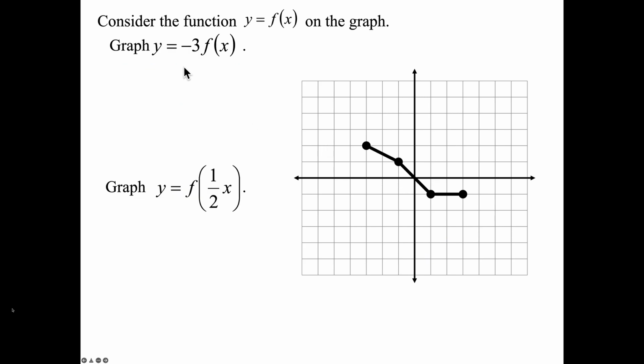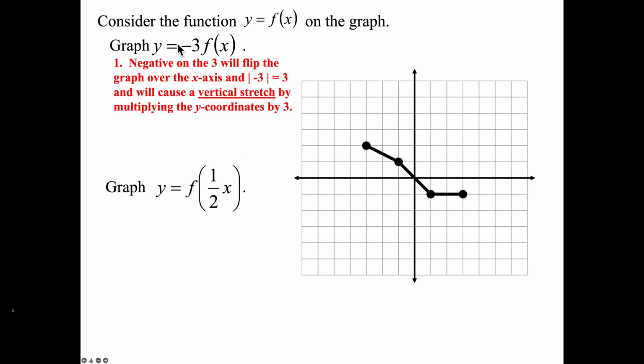Next, same graph, negative 3 being multiplied to my function. So here, we could say we're going to have to change our y's from positive to negative. That's a flip over the x-axis. And then we're going to take the 3 and say, okay, that's greater than 1, so that's a vertical stretch. We could do all these individual transformations, or, because both of them are multiplying, a quicker way is just to take all the y coordinates and multiply them by negative 3.